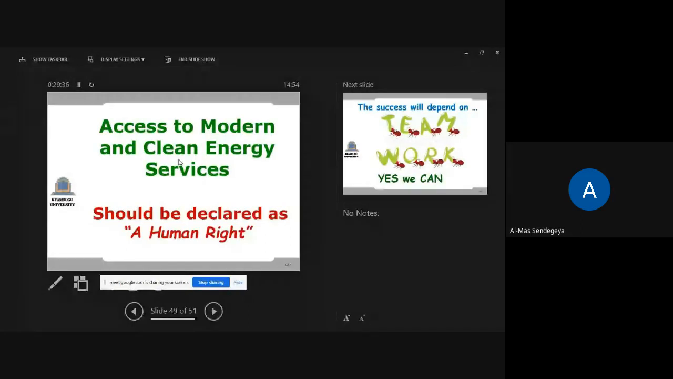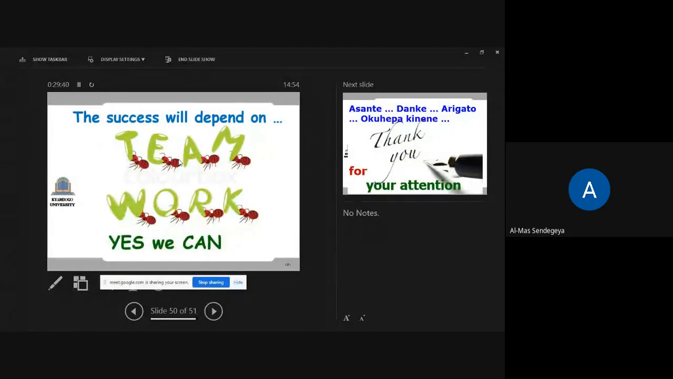Teamwork, success will depend on teamwork. Our success in solving our energy needs will depend on how we can work together.